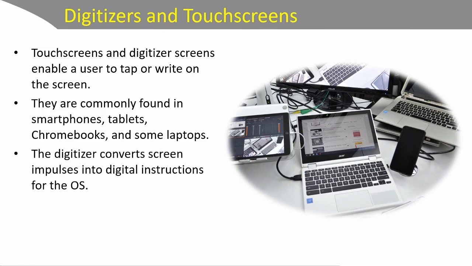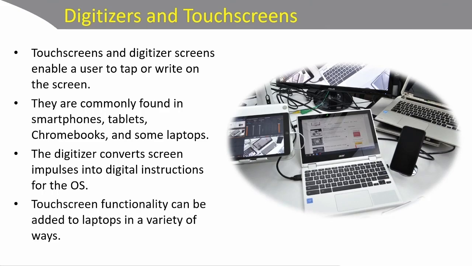The digitizer is often separate. More accurately, the digitizer is a device that converts tapped or written impulses on the screen, those analog impulses that we tap on there, and it converts those into instructions that are digital for the operating system to follow. It's often an overlay for an LCD screen, but that will depend on the device. The better the resolution and the better the digitizer, the better the overall experience will be for the user.